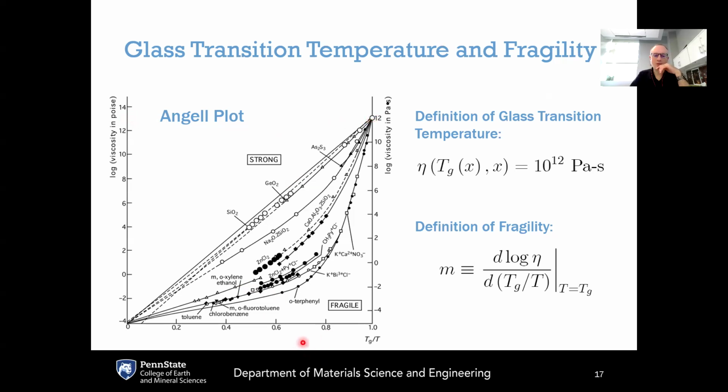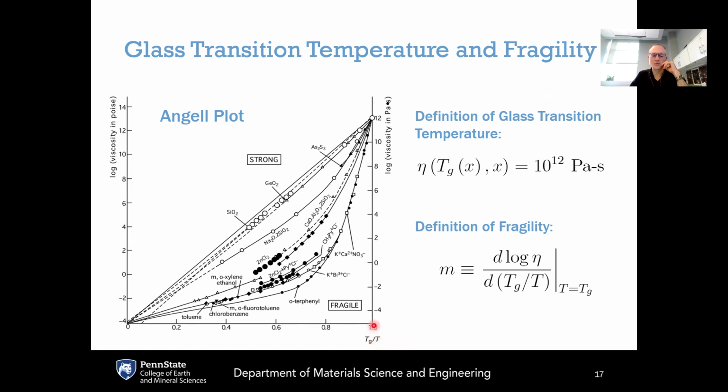Now, the trick here is in the x-axis, and the way that Angell plotted this is using a normalized inverse temperature. So he plotted the inverse temperature, 1 over T, but that inverse temperature is normalized by 1 over the glass transition temperature. So it's 1 over T over 1 over Tg, which gives us Tg over T. And this goes from 0 all the way to 1. And this normalized inverse temperature of 1 is where the temperature is exactly equal to the glass transition temperature.